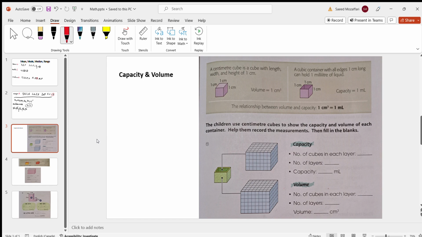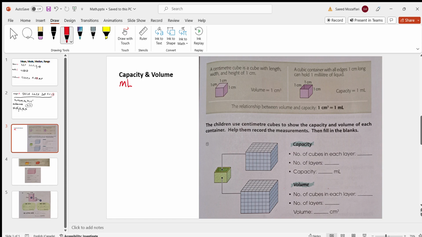Capacity is the maximum amount that a container can hold. It's measured by milliliter, ML. The capacity is measured by milliliter.